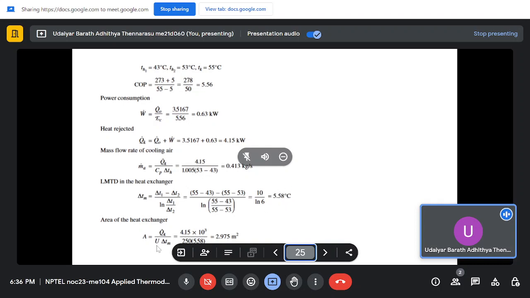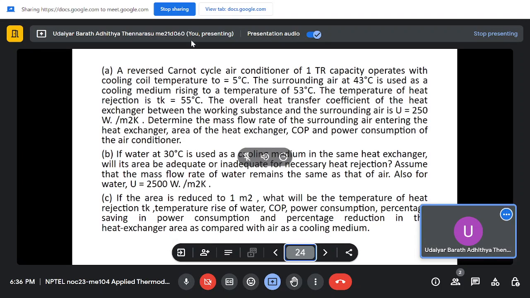Substituting this in the equation to find the area, we get the area as 2.975 meters square. So the area of heat exchanger required is close to 3 meters square in the condenser to reject 4.15 kilowatts of heat. So that was the first part of the question.